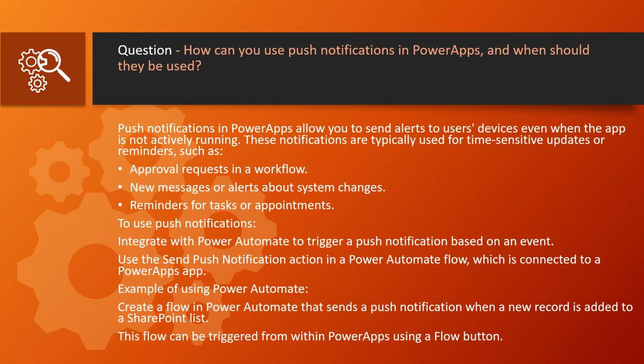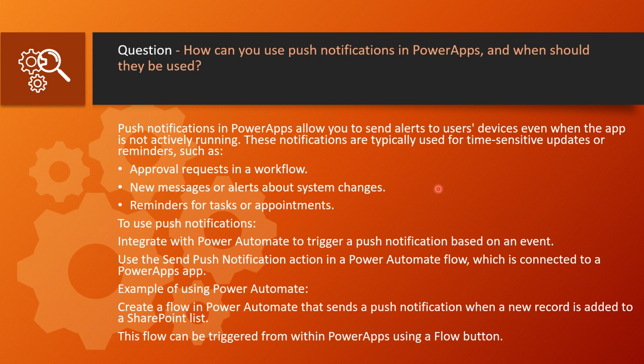How can you use push notification in Power Apps, and when should they be used? So what is push notification? Push notification in Power Apps basically allows you to send an alert to the user's device even when the app is not actively running. These notifications are typically used for time sensitive updates or reminders such as approval requests in a workflow. Suppose you require any approval, so you can send a push notification to the approver. Also new messages or alerts about system changes.